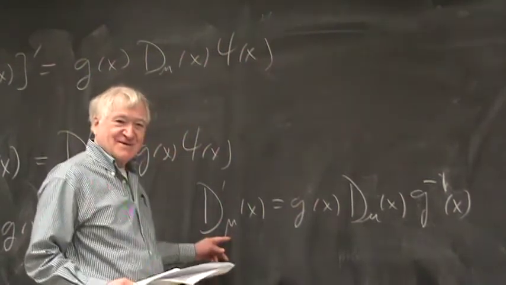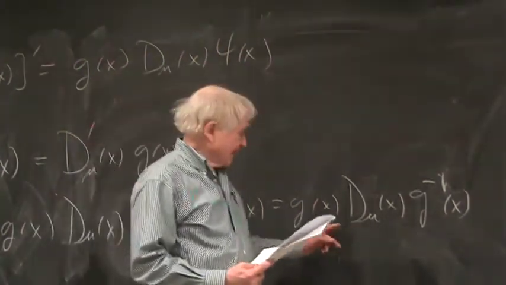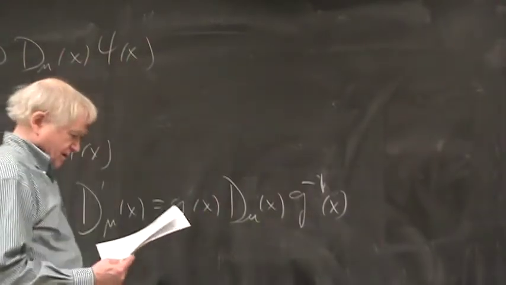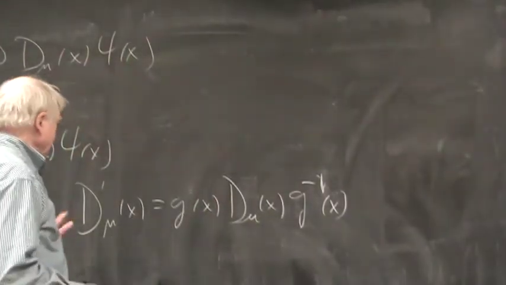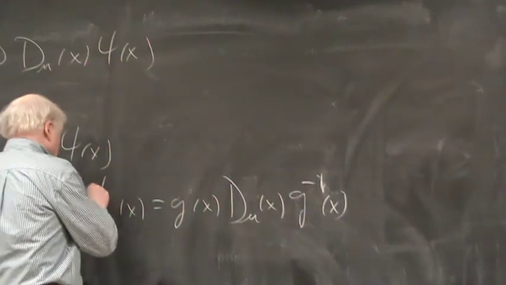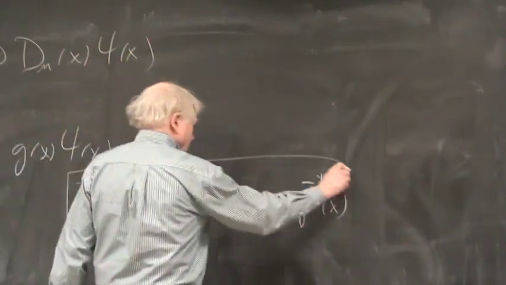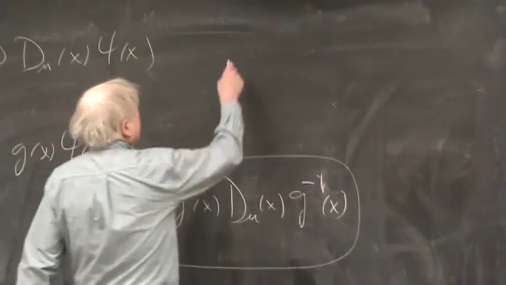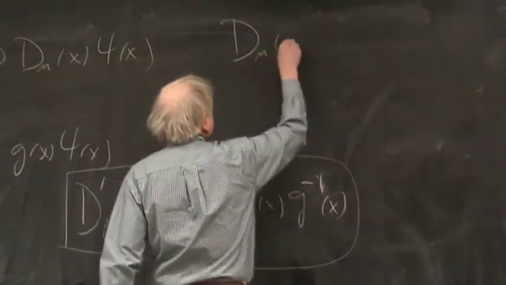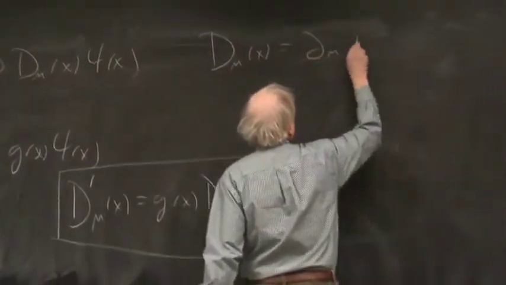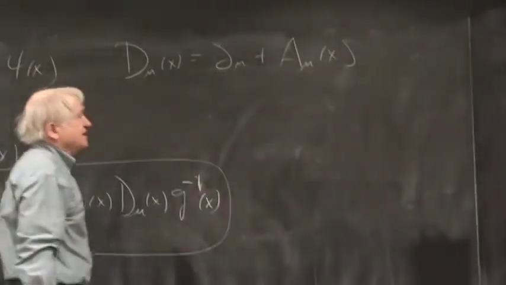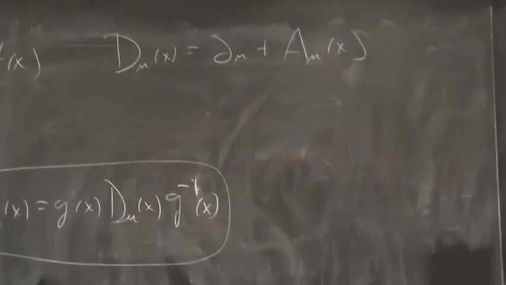So D mu prime of x is g of x, D mu of x, g inverse of x. So this is really the key equation in gauge theory. And what we do is we say let D mu of x be, it's sufficient to do this, let it be d mu plus A mu of x.